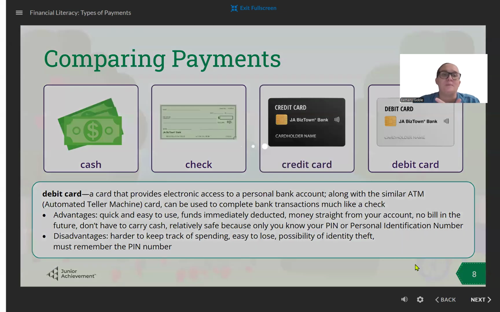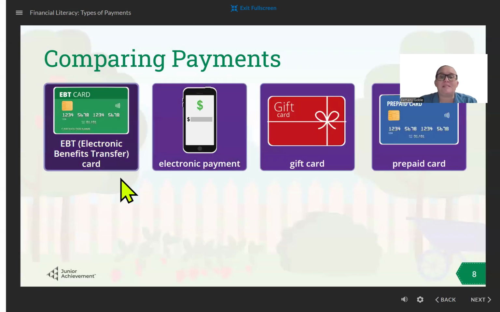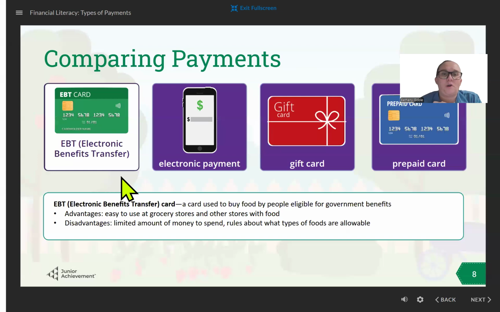All right, other ways you can make payments. An EBT. So EBT is if I have a card where I could get government benefits, right? I'm eligible to buy food. I'm in a situation where I need help and the government says, I'll help you. What's good about it? It's easy to use, buy food with it, right? What's a disadvantage is, one, there are rules on what I can and can't buy, and there's only so much money on there, right?